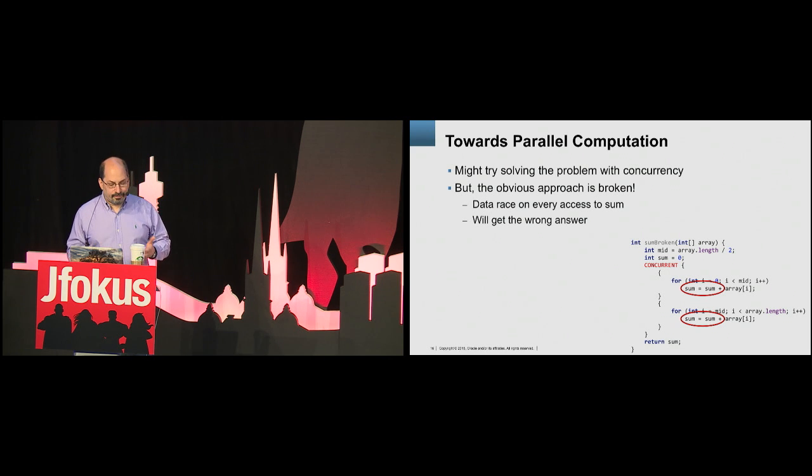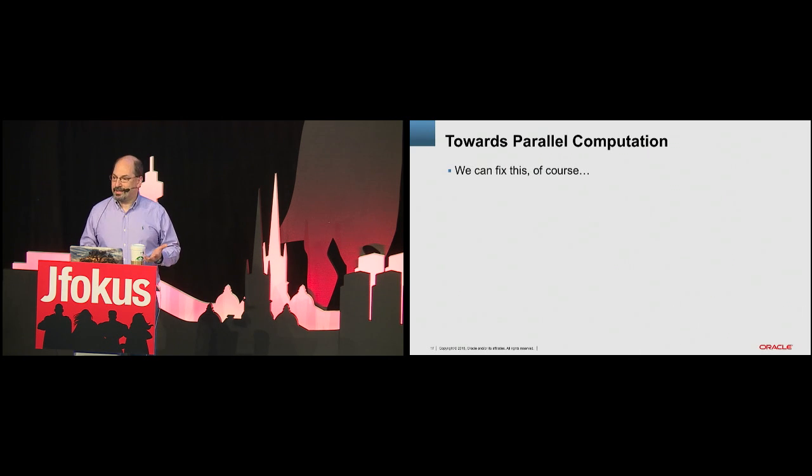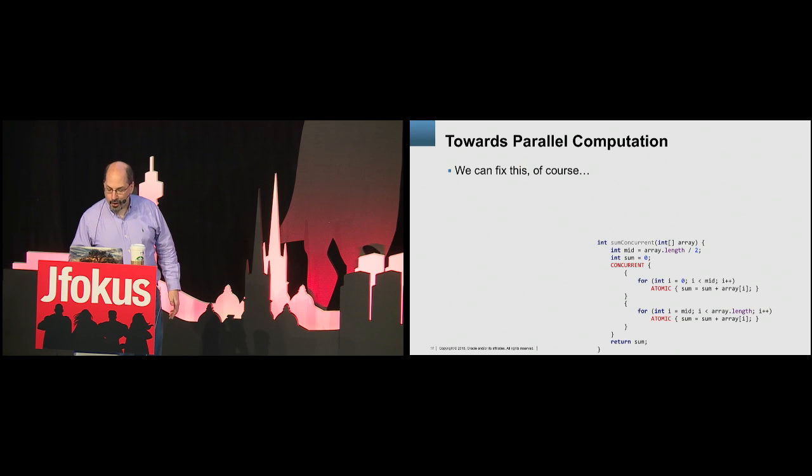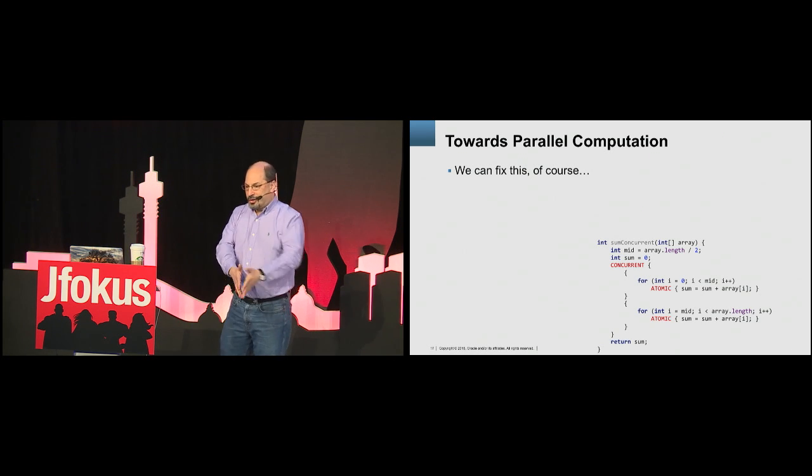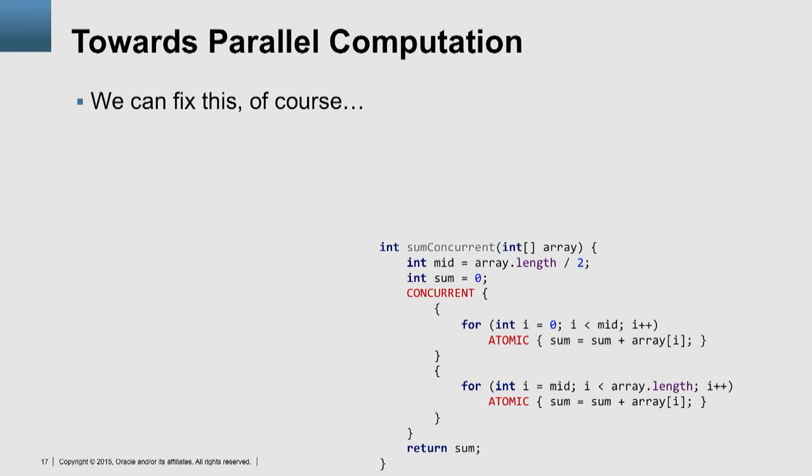Okay? Now, we can fix this, right? That's not so hard. One way we could fix it is by coordinating access to that shared variable. So imagine, in addition to our concurrent primitive, we have an atomic primitive. Takes a lock, uses STM, doesn't really matter how it's implemented. Now our program is correct. We're going to get the right answer. This is going to be even slower than the sequential version.